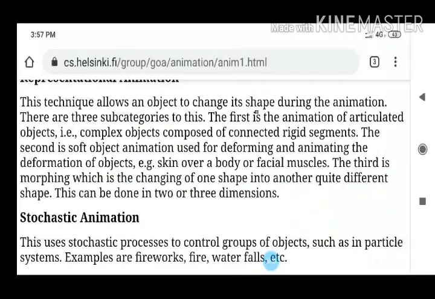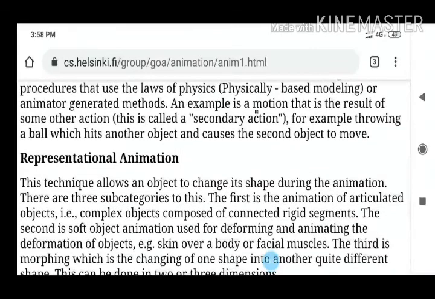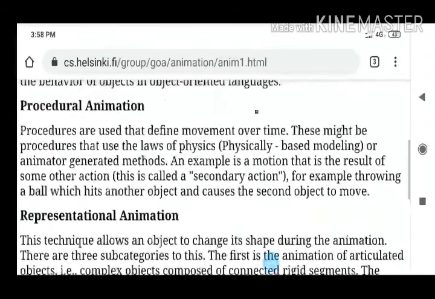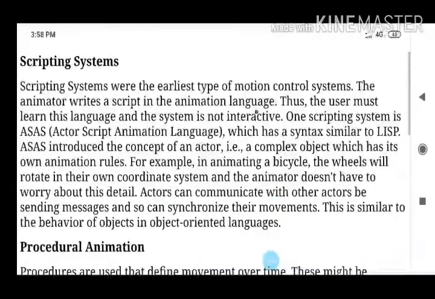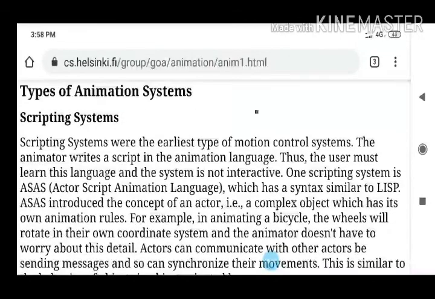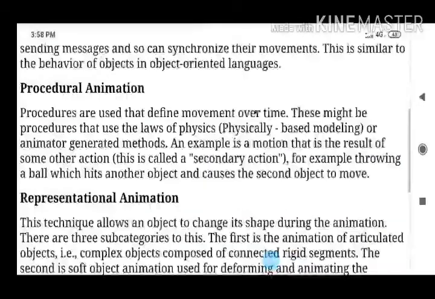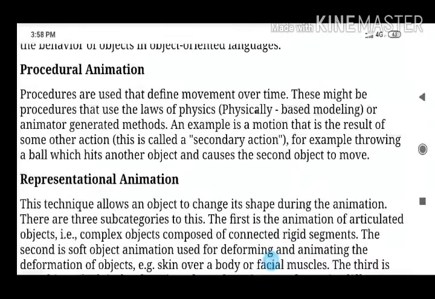I want to give more explanation on these 5 types of animation systems. Look here. I already told about the scripting system, the earlier system, and the control system. Now look at procedural animation. I already told what procedural animation is. Procedures are used that define movement over time. This might be procedures that use the laws of physics, physically based modeling, or animation generated methods. An example is a motion that is the result of some other actions.